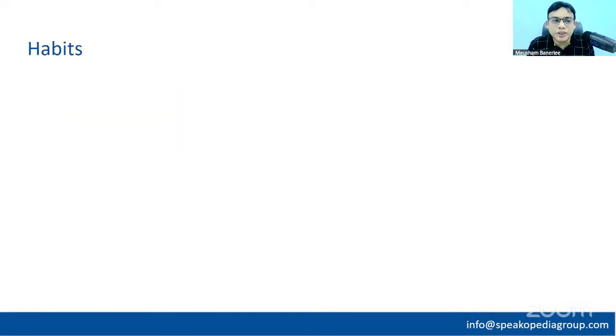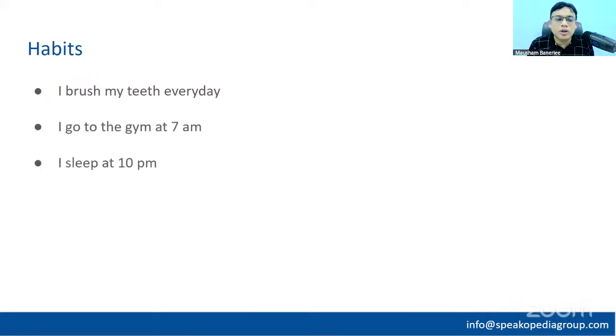Habits. What are habits? Something you do every day. I brush my teeth every day. I go to the gym at 7 o'clock or 7 a.m. I sleep at 10 p.m. So quickly make a sentence with a habit in simple present.